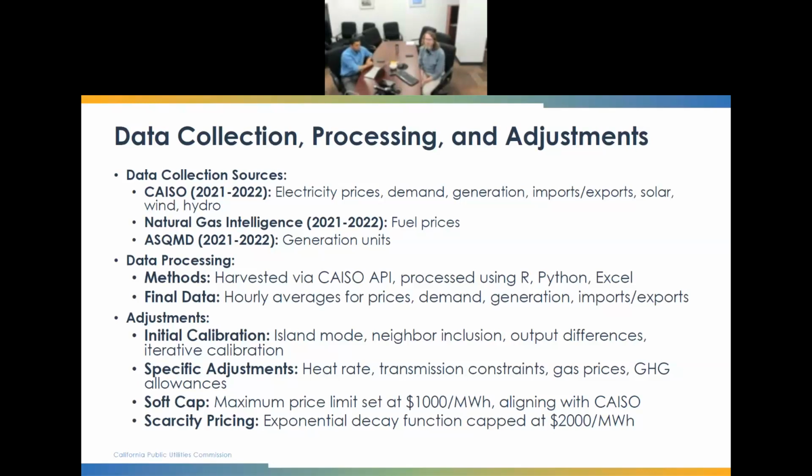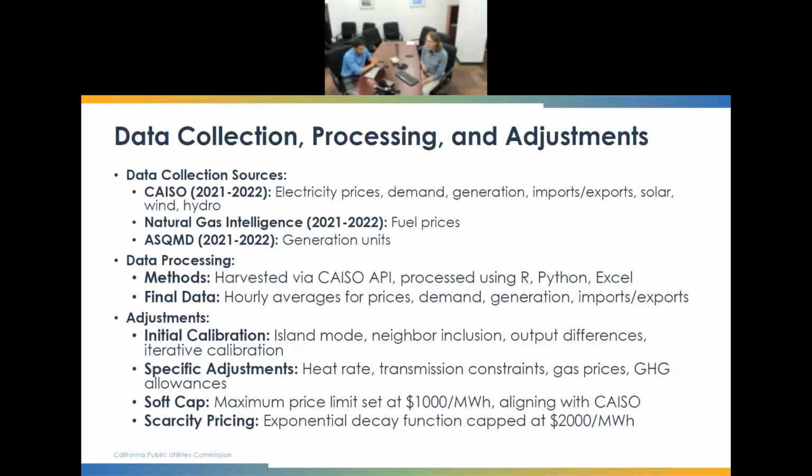Once the data is in Servem, we start running the model, and we start with an initial calibration. When we say island mode here, we use CAISO as one block, not three regions. Then we include other regions, and then we do an area calibration. So we run the model, and if we're not happy with it, then we adjust and so on.